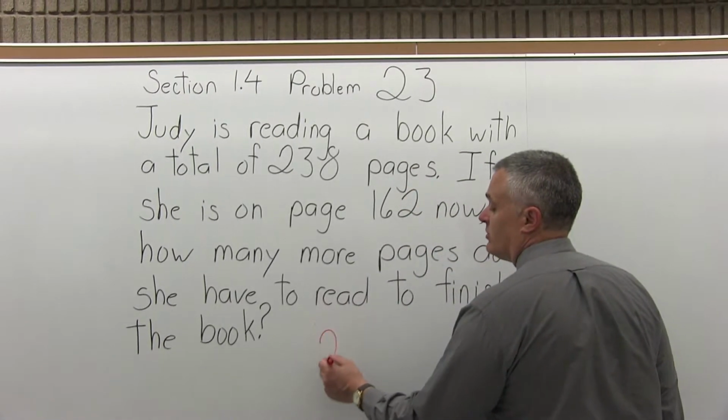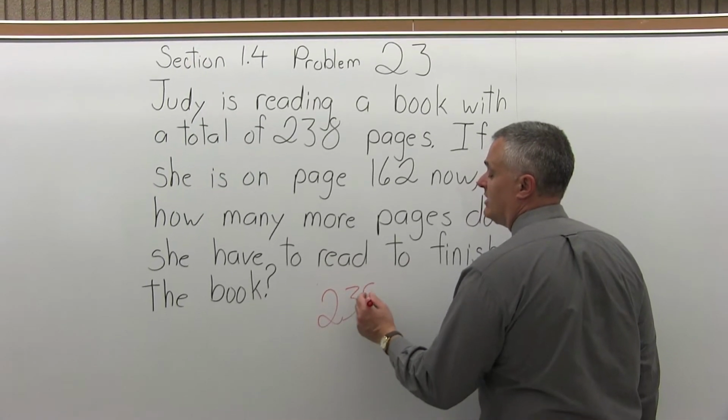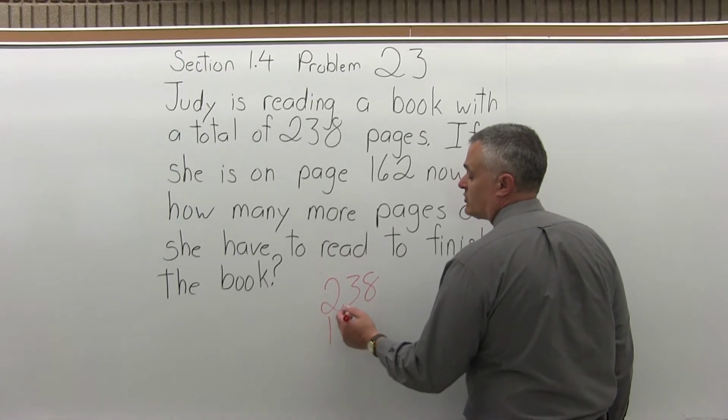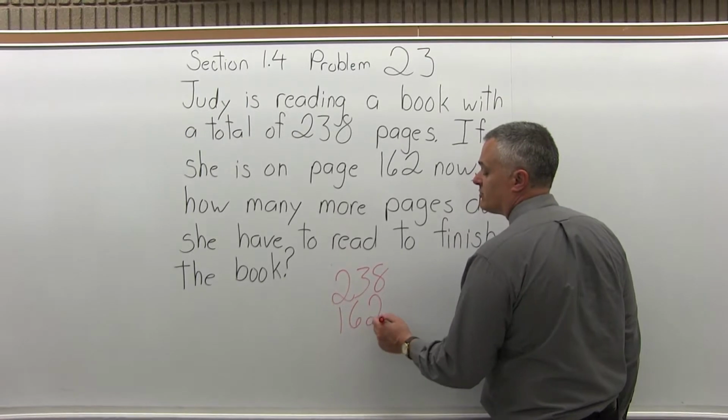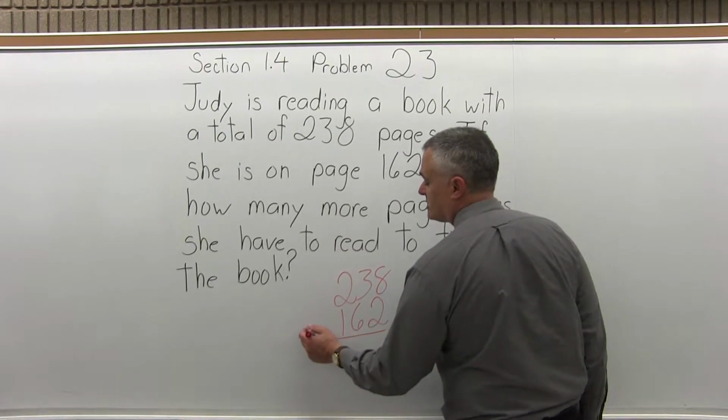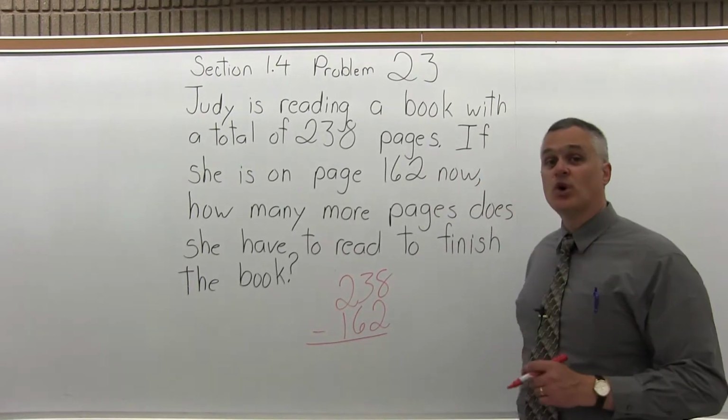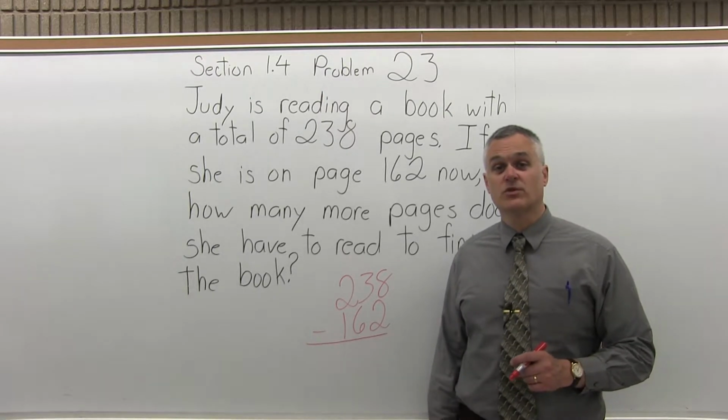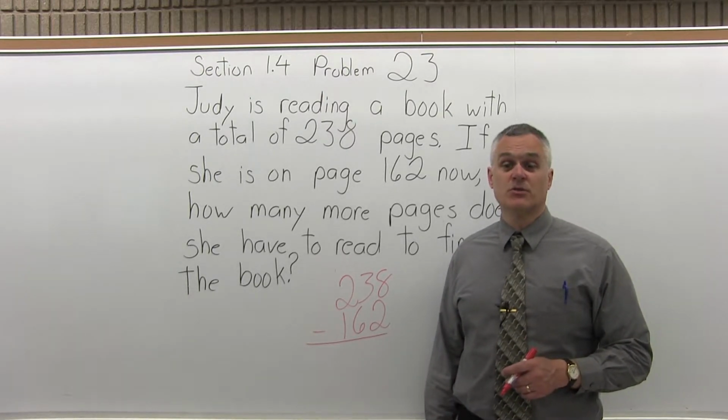We have a total of 238 pages in the book, and Judy's on page 162 now. So if we subtract the 162 pages that she's read so far away from the total of 238 pages altogether in the book, you'll have how many pages remain.